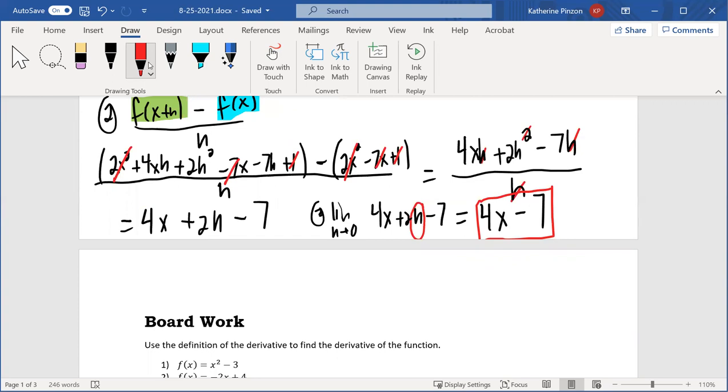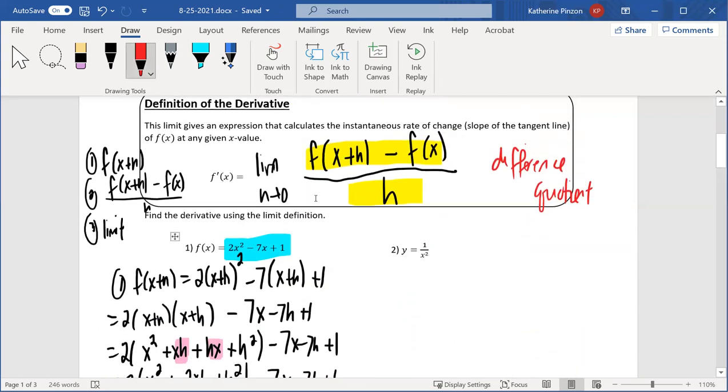No, it says we have to plug in 0 for h. It doesn't tell us that in the question. It says find the derivative using the definition. And this is the definition right here. So that says take the limit as h approaches 0 of this thing. Okay, so what we got was that this derivative function is going to be 4x minus 7.